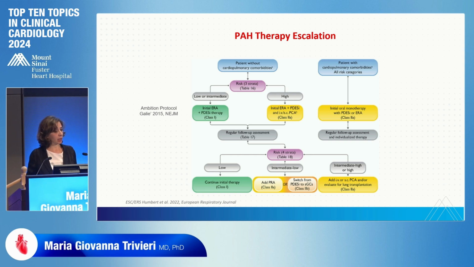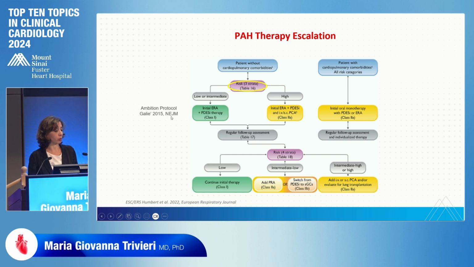How do we escalate therapy? Again, it's all based on risk assessment, and the first thing we do is to look at all these criteria that I showed you earlier in terms of patient symptoms, functional class, NT-proBNP, BNP, echo, and based on that, distinguish the patient into a low, intermediate, or high risk. If the patient is low intermediate risk, it might be enough to just start with oral therapy with an ERA, endothelin receptor antagonist, and a PDE5 inhibitor, sildenafil or tadalafil.